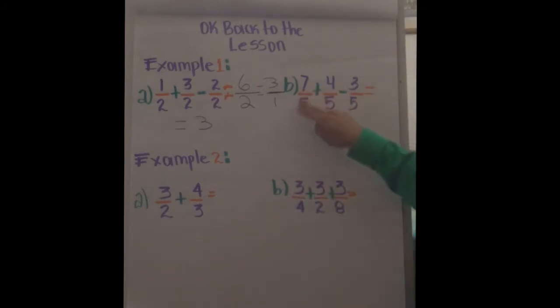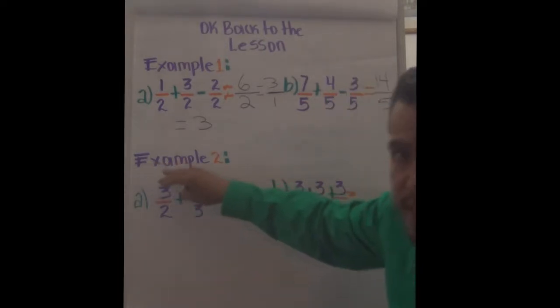This one. Look. Same denominator? Yes. So 7 plus 4, 11. Plus 3, 14. So it's 14 over 5. Got it? Okay then. Now let's try example number 2.